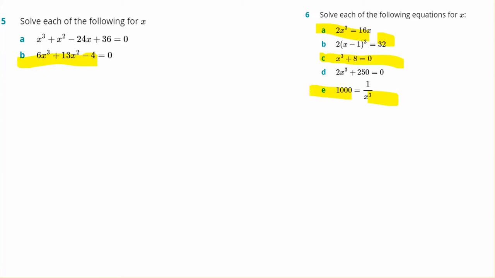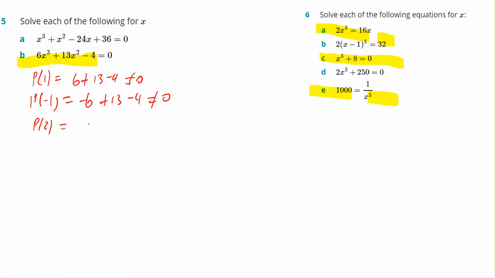Okay. Question 5 from 6D. I want to factorize this before solving it because there's no easy way, so again I'm trying a different method. P of 1: 6 plus 13 minus 4 does not give me 0. P of negative 1: negative 6 plus 13 minus 4. No, it does not give me 0. P of 2: 6 times 8 is 48, 4 times 13 is 52, minus 4. No. P of negative 2.